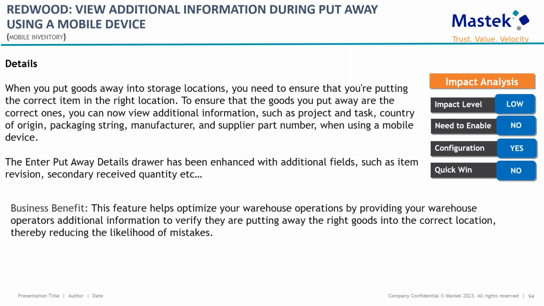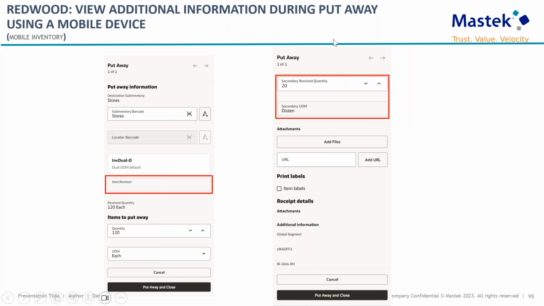It gives the warehouse staff all the context they need to validate items and reduce errors during putaways. This is how it's going to look. The putaway pages are going to look like this on the handheld device.